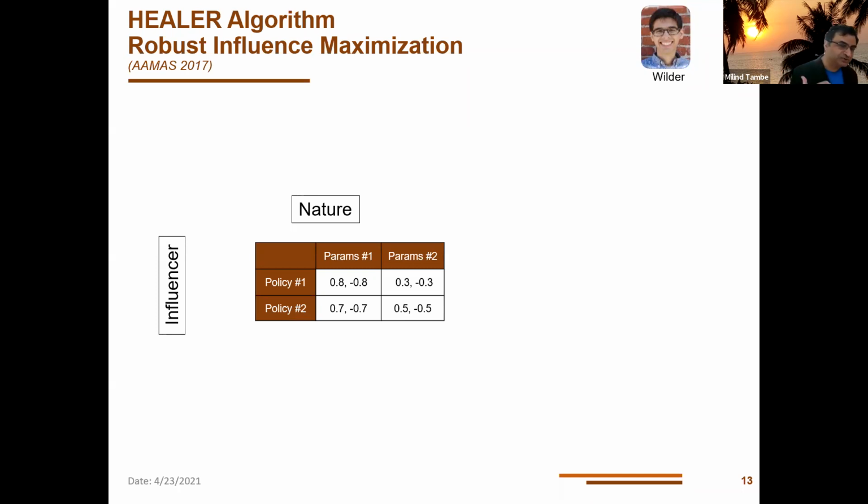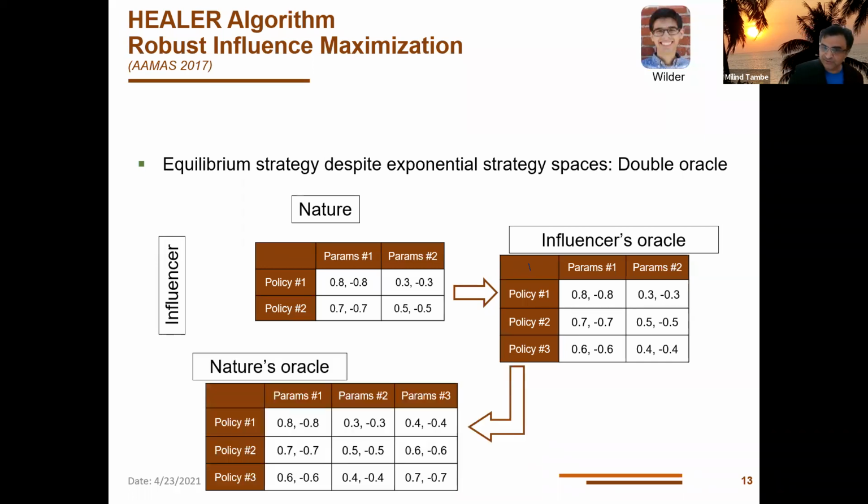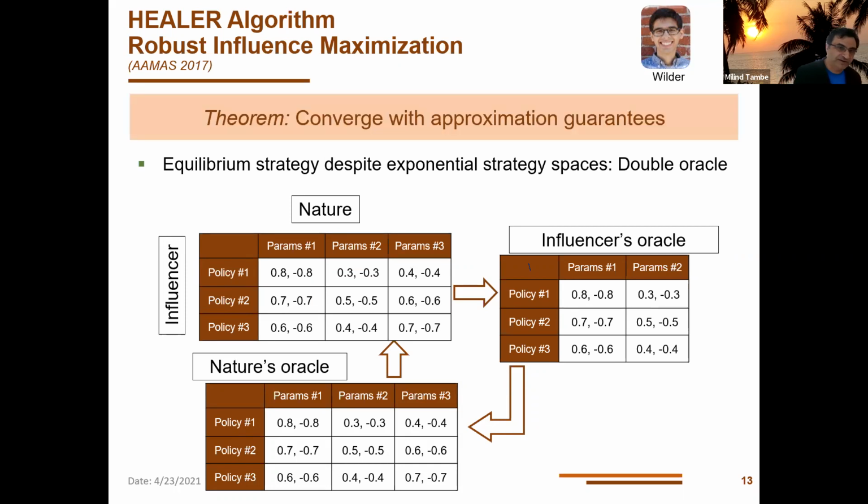We try to solve these kinds of games by initializing the game with a small number of strategies on either side, say 2 on either side. And then you use this double oracle approach to converge. So we solve the game, and then an influencer's oracle will add the next best policy as its best response. And nature's oracle will add its best response as the next set of parameters to add. And the game grows, and we iterate in this fashion until convergence. Often we converge with a very small number of iterations and still do so with approximation guarantees that we can give. So this is a way in which we solve for robust influence maximization.